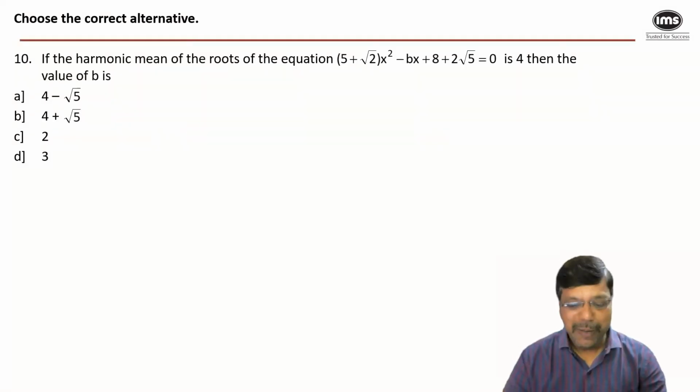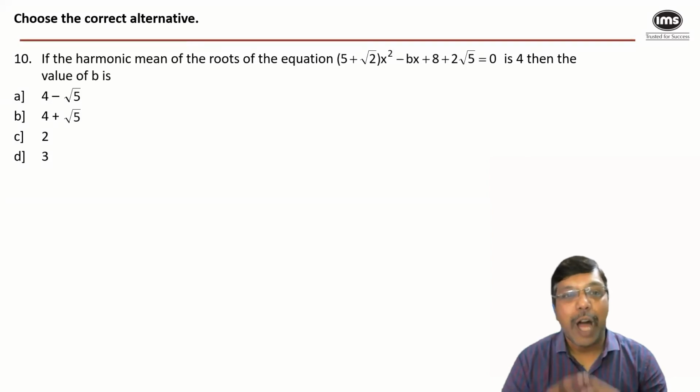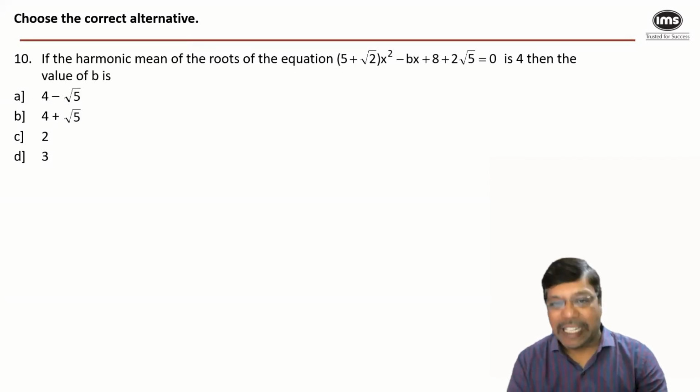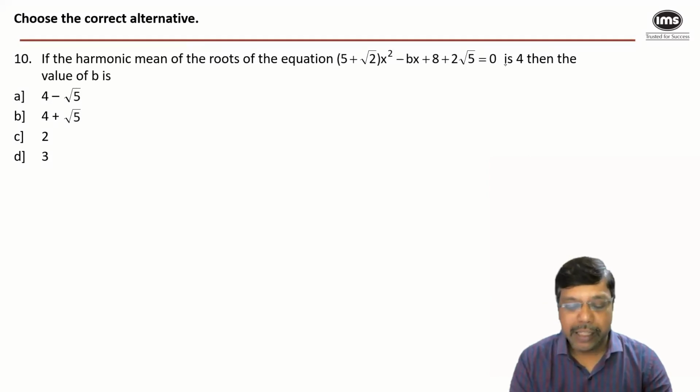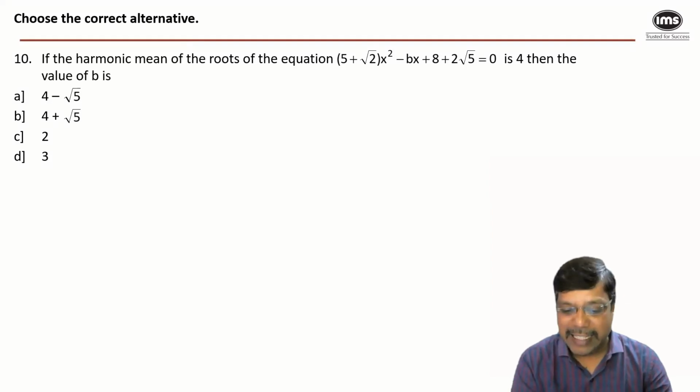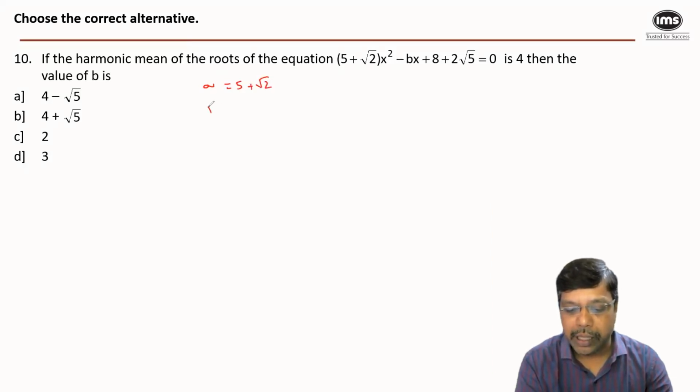Let's solve this question. It says the harmonic mean of the roots of the given quadratic equation is equal to 4. Then we need to find the value of b. Now, comparing the given equation with a quadratic equation, I can say the value of a is equal to 5 plus root 2, the value of b is minus b, and the value of c is 8 plus 2 root 5.